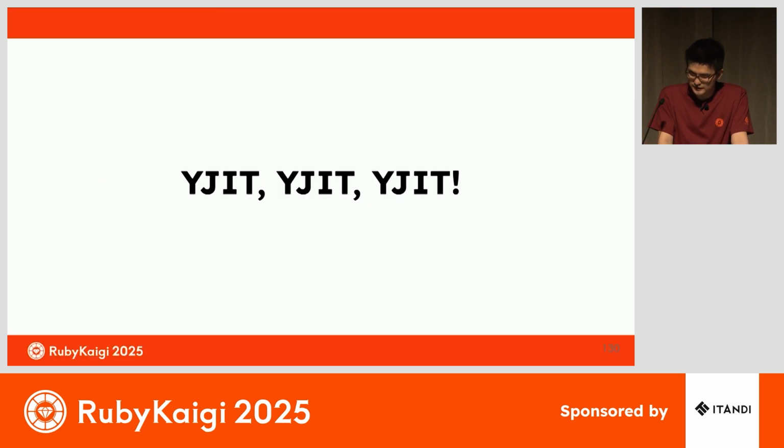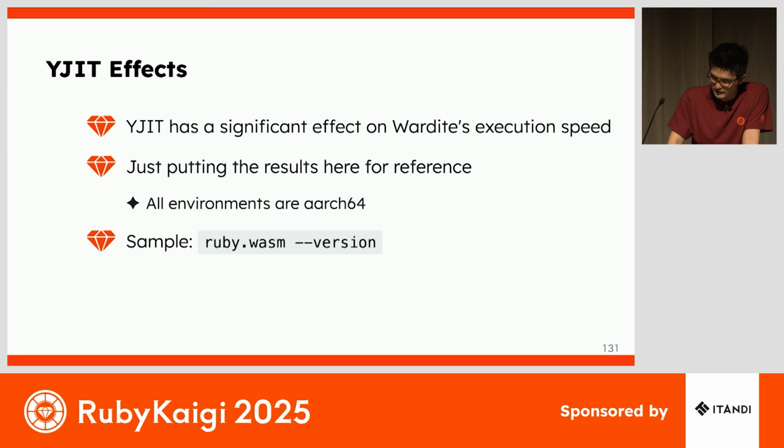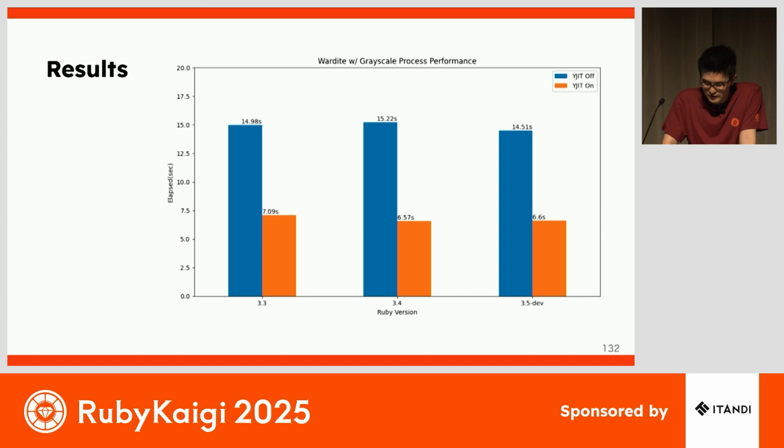Last pick is, does WASI help? Yes, it's extremely effective. And how effective? On my ARM environment, compared to running without WASI, Ruby 3.1 showed about 52% improvement, and 3.4 showed a 57% reduction in execution time.